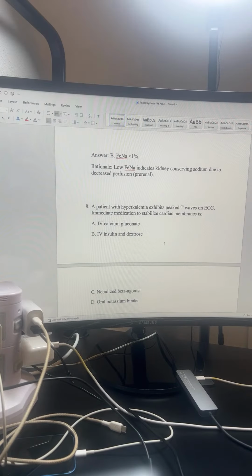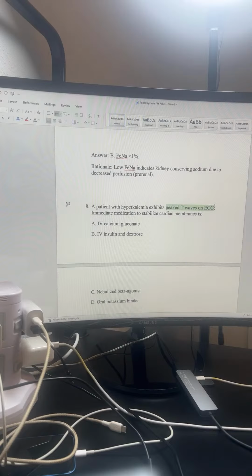All right, definitely A. So we have A, IV calcium gluconate. Well, we already know that we're treating hyperkalemia here, and the EKG finding is your peaked T wave.